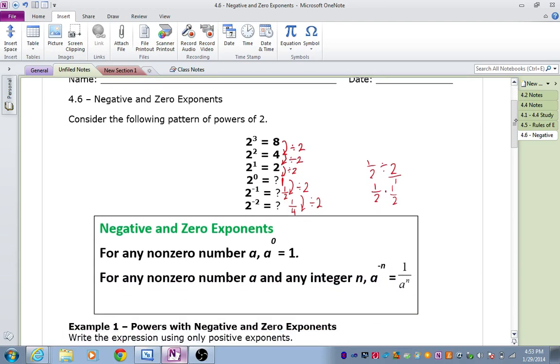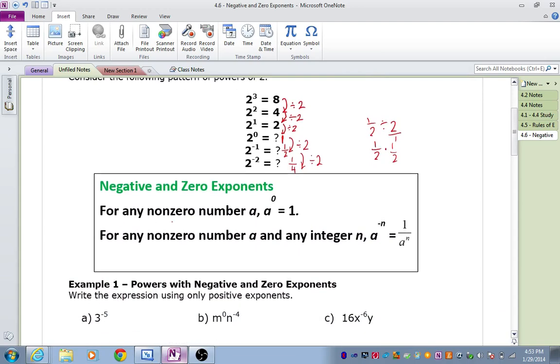So let's look at our rule. For any non-zero number a, a to the 0th power equals 1. So that means you can take any number except 0 and raise it to the 0th power and you get 1. So you can say 4 to the 0 is 1. You can say 1003 to the 0th power, you get 1. You can say -5 to the 0th power equals 1. So any number to the 0th power, as long as it isn't 0, gives you the answer of 1.